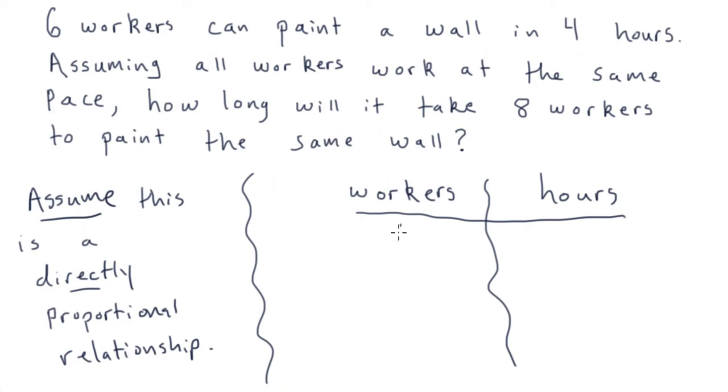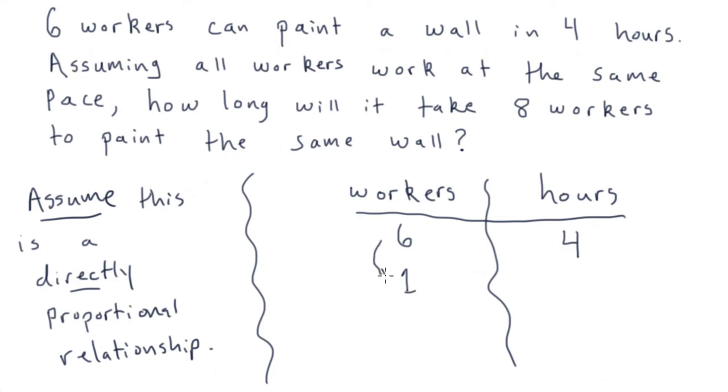So we know that 6 workers is to 4 hours, so we kind of have our analogy, 6 is to 4. And then we would like to get to 8, right? So however you like to think about it, I'm just going to think through it this way. So let me figure out what 1 worker is. So 6 is to 4. Let me figure out what 1 is.